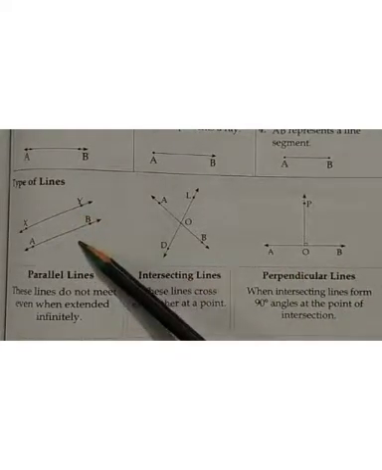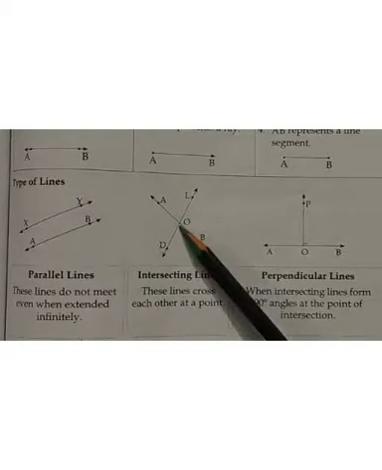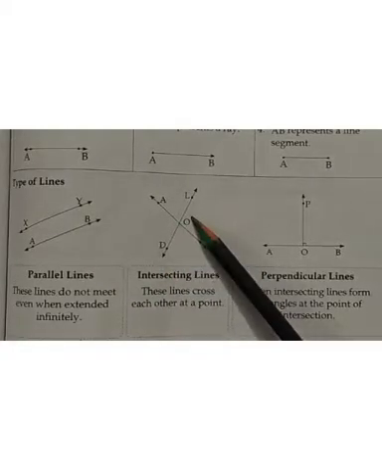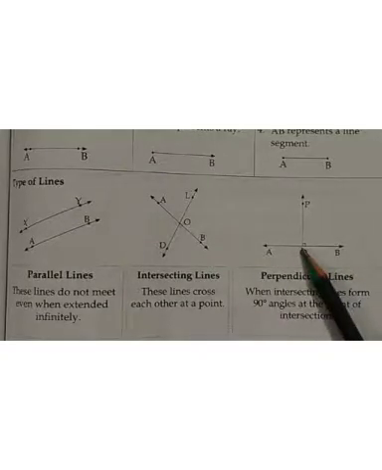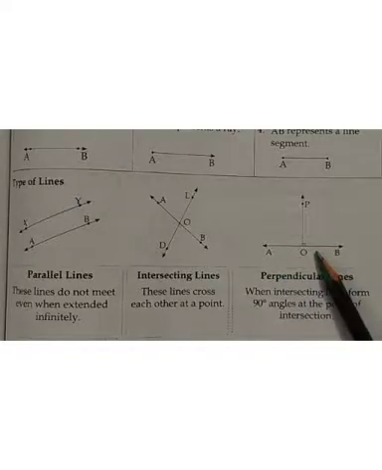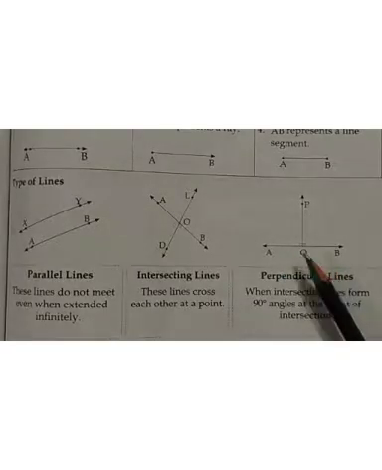To sum up: parallel lines never meet each other. Intersecting lines meet at a point. Perpendicular lines meet at a point at 90 degrees.